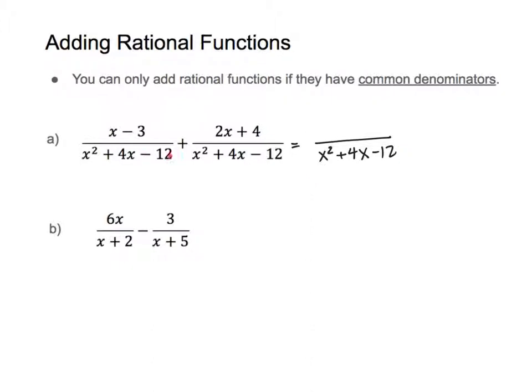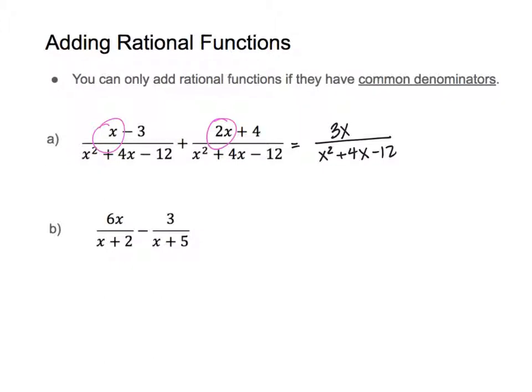That means that because they are already the same, I can add the top. So I'm just going to combine like terms for the numerator now. So x plus 2x gives me 3x, right? Like I can group up these two.